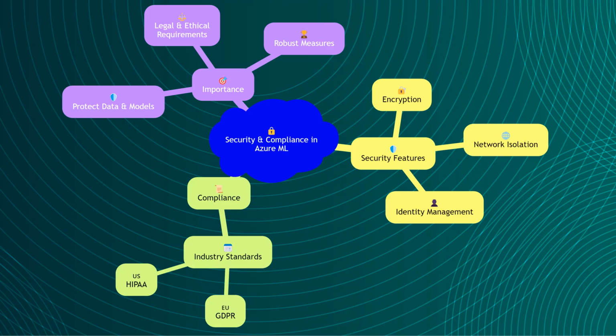Security and compliance are critical considerations when working with machine learning in the cloud. Azure ML provides various security features, such as encryption, network isolation, and identity management, to protect your data and models. The workspace also complies with industry standards and regulations, such as GDPR and HIPAA, ensuring that your machine learning solutions meet legal and ethical requirements. Implementing robust security and compliance measures helps safeguard your machine learning projects.